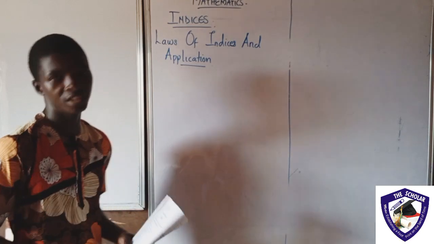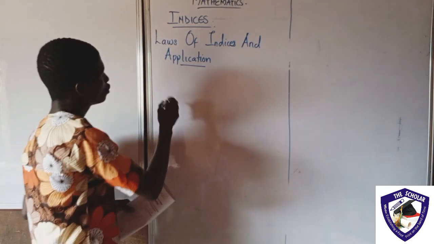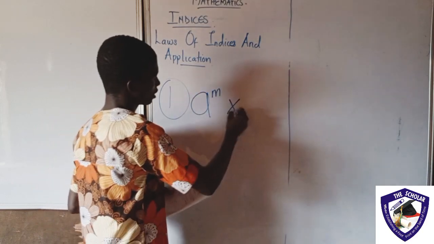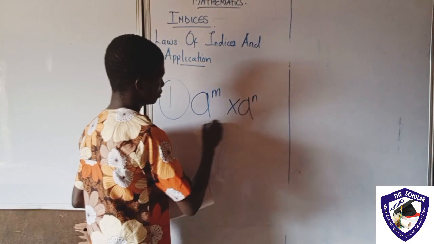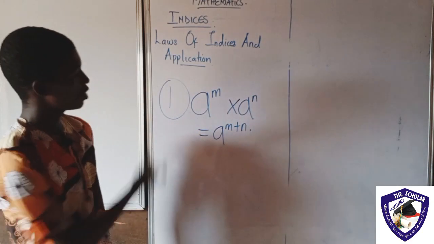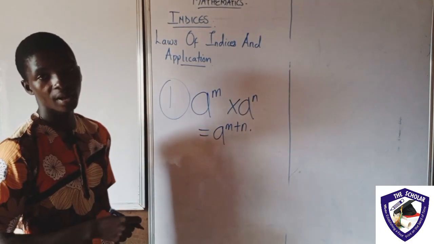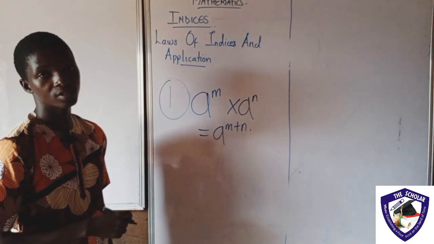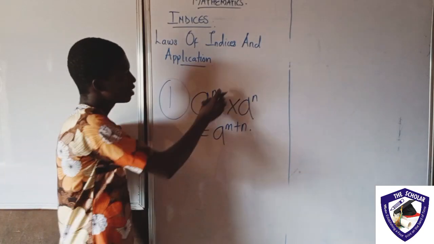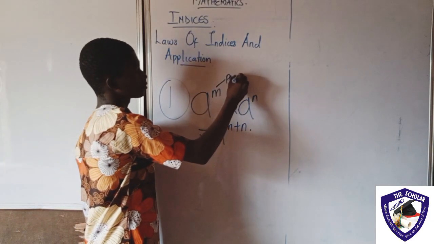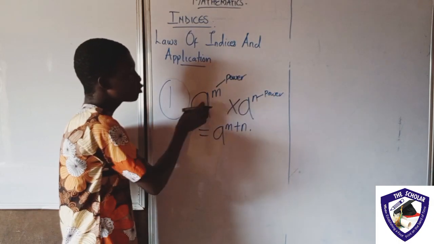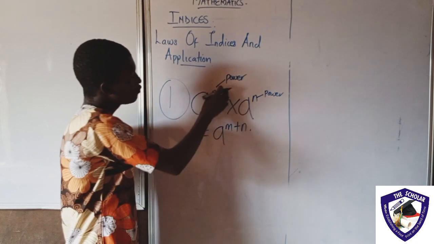We have the first law of indices. The first law of indices here, you have a raised to power m times a raised to power n to give us a raised to power m plus n. Now this is a law of indices. But one thing you need to understand is that m is the power. n is likewise the power. That means you are having two identical numbers of different power.